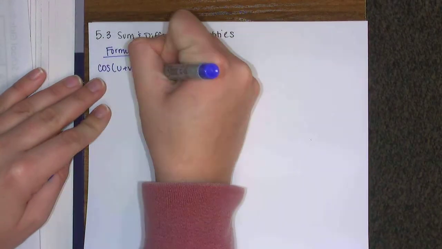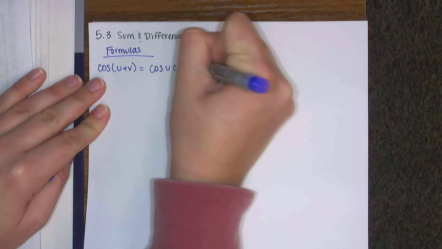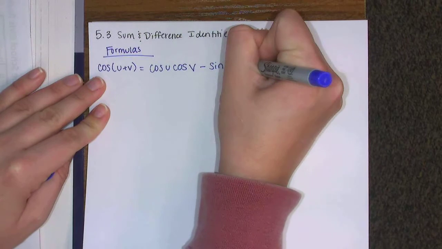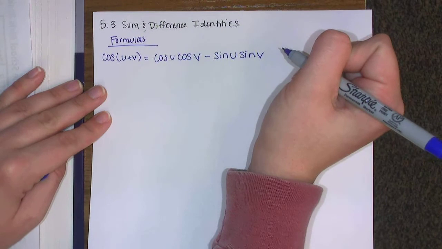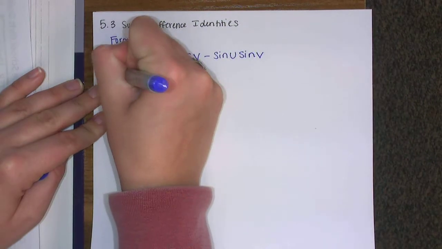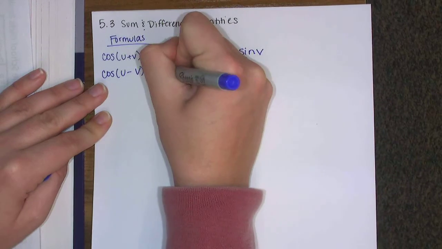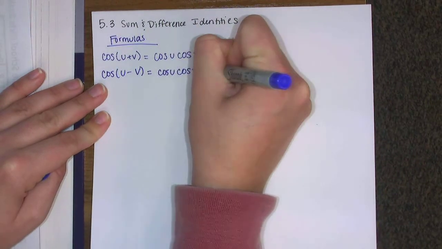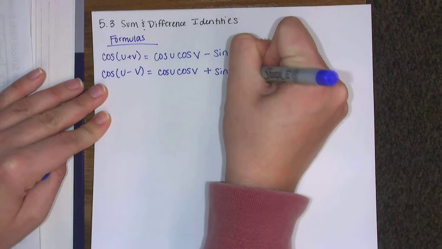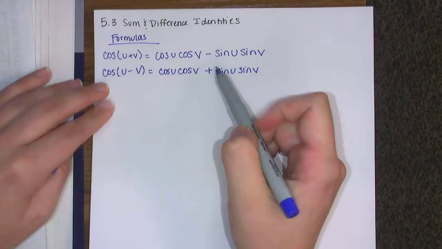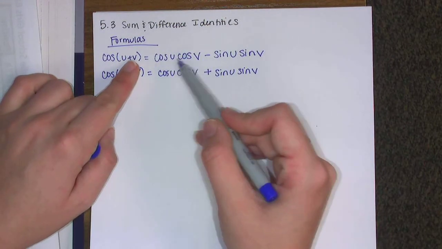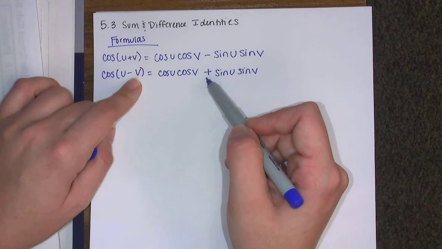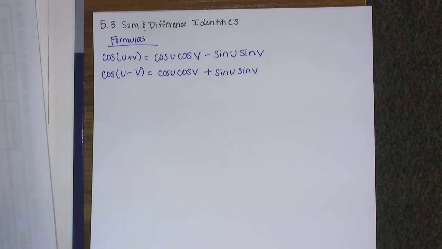Hopefully you've seen these before, but the cosine of u plus v is equal to the cosine of u, cosine of v, minus sine of u, sine of v. And so that's the sum formula. Difference formula, cosine of u minus v is equal to cosine of u, cosine of v, plus sine of u, sine of v. So notice with these ones, the signs are opposite here, okay, positive and negative. They're opposite. So if you're adding, then you're subtracting here. If you're subtracting, then you're adding here. Okay, so those are cosine.